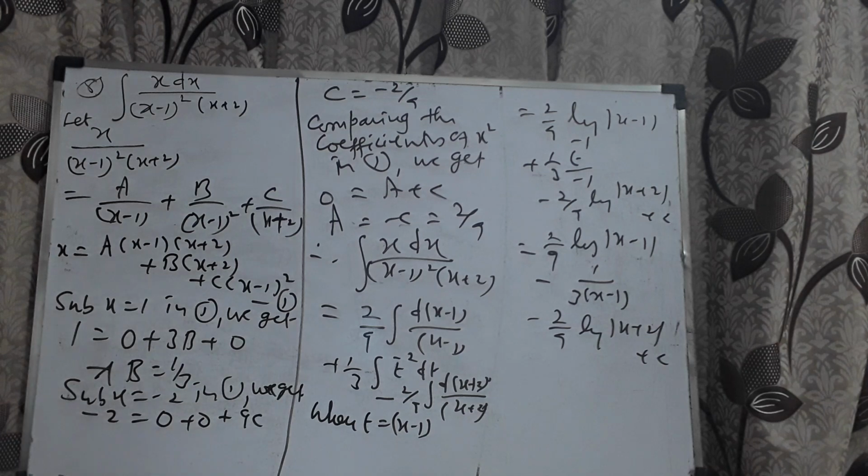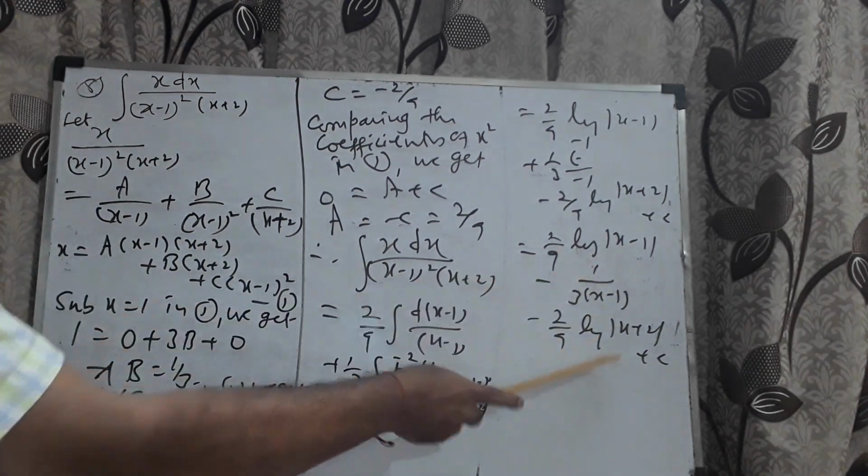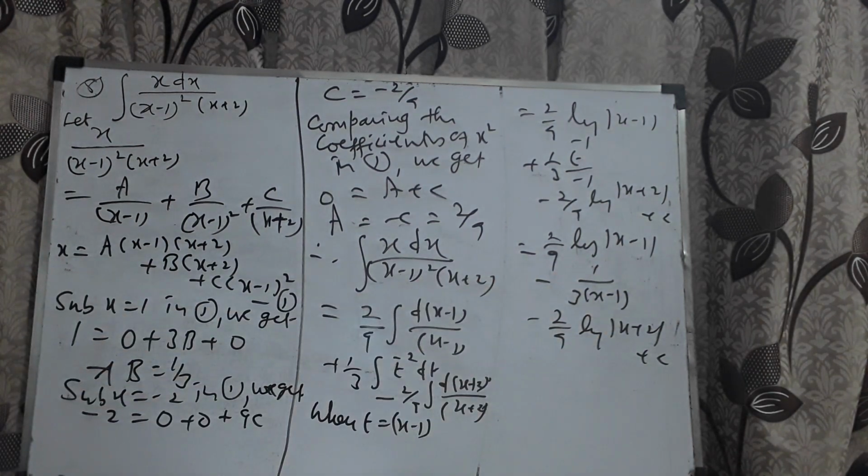You have to be very careful in getting the values of A, B, C, as I already told you so many times earlier. You have to be very careful in simplifying the values. You can even take 2 by 9 as common over here. Taking 2 by 9 as common, I'll end up with 2 by 9 log mod (x minus 1) by (x plus 2), then minus 1 by 3 into (x minus 1). That is also correct. You can group these two and write 2 by 9 with log mod (x minus 1) by (x plus 2) can be the final answer.